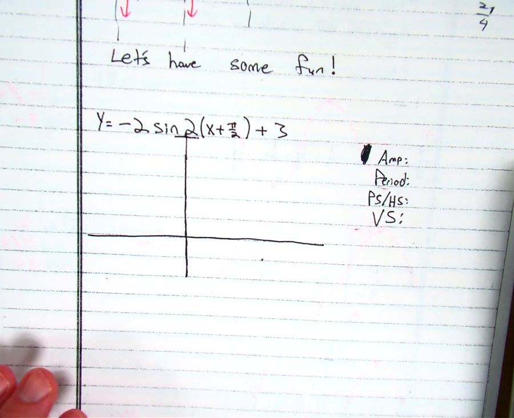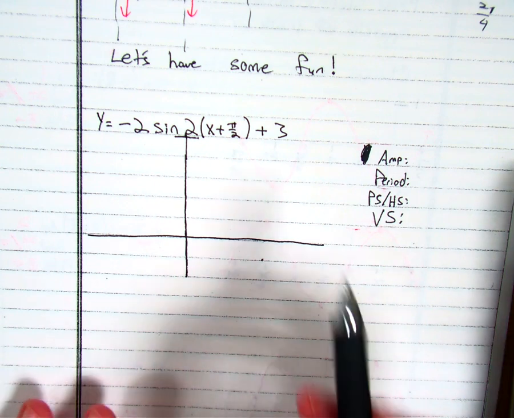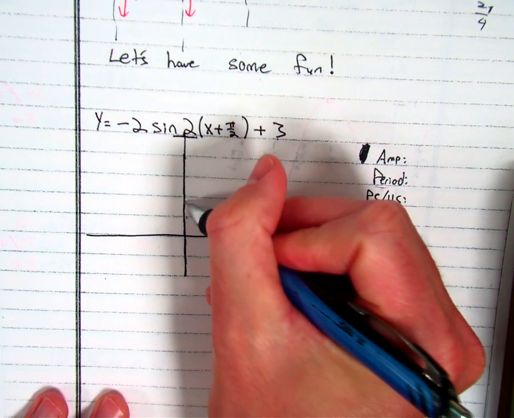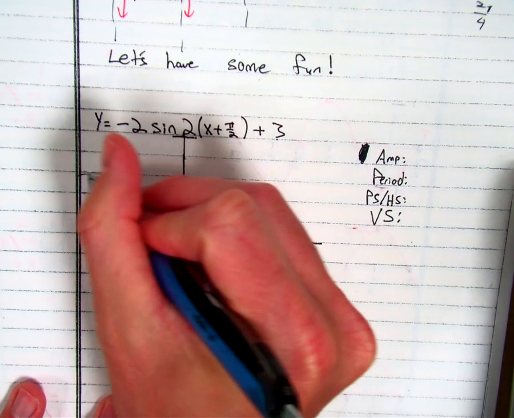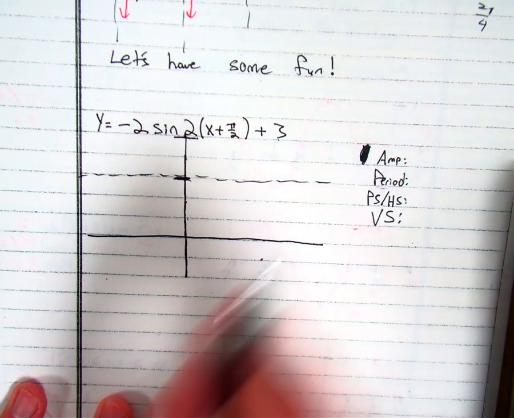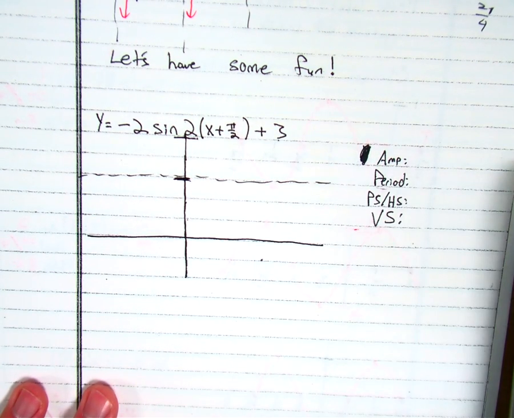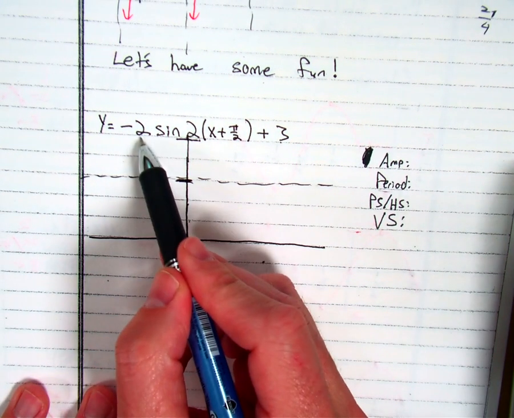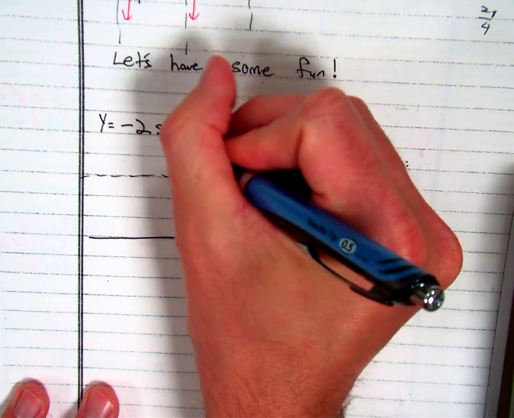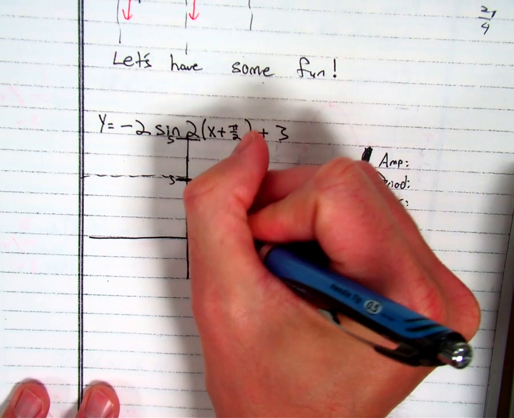Alright, let me walk you through it here. Let's see how you did. So we got plus 3. So 1, 2, 3 is our new midline. 3 is going to be our new midline. Okay, we have an amplitude of 2. So we're going to be going up to 5 and then down to 1.